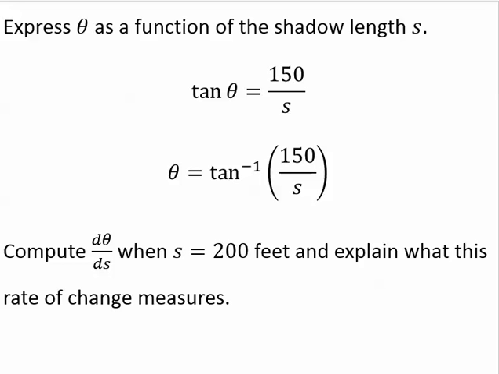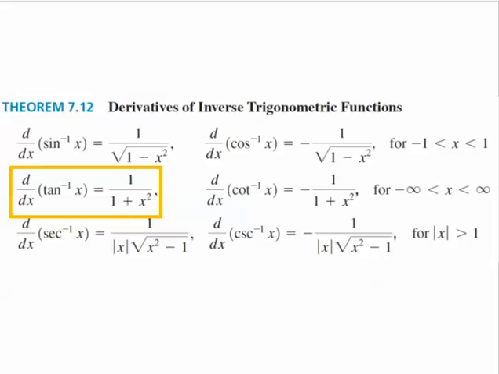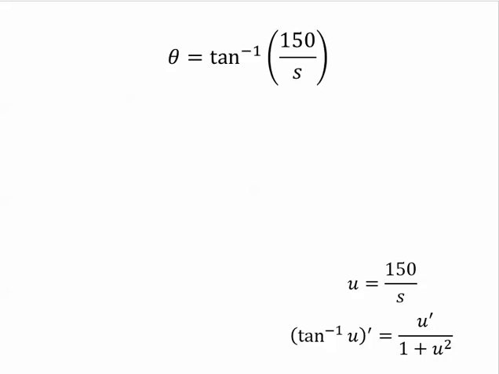Let's compute d theta/dS for S being 200 feet. Well, I need to remind myself what is the rule for the derivative of inverse tan. I need to use that rule combined with the chain rule. So the derivative of inverse tan of u is equal to u prime over 1 plus u squared. And in this particular case, u is equal to 150 divided by S. So do your setup.